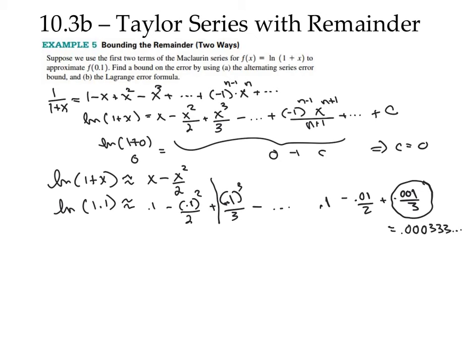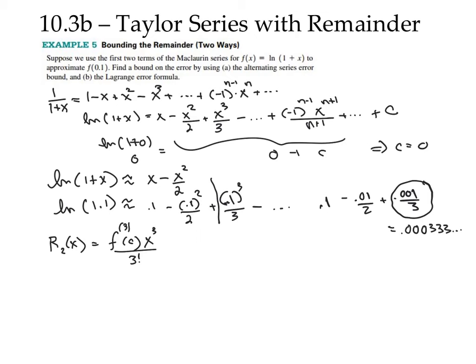And that's 3.33 repeating times 10 to the negative 4. So that's the first way of getting the error. The next way is to look at, since I'm keeping the second degree term, R2 of x. So R2 of x, using the Taylor series error term, is the third derivative of f at c, times x cubed over 3 factorial, where c is some number between a, which is 0, and x.